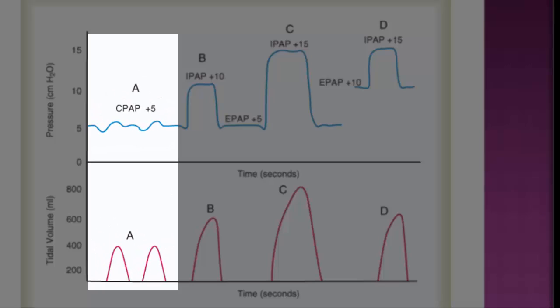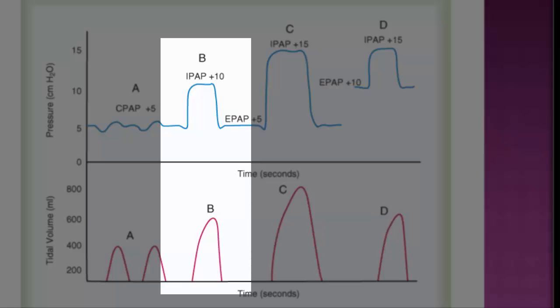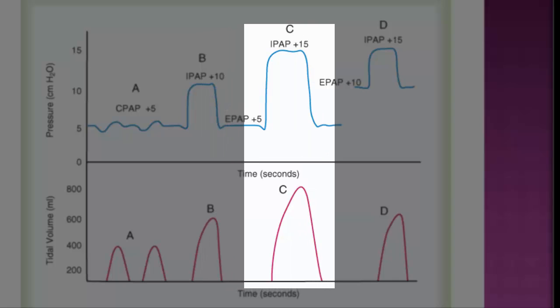Section A is spontaneous breathing on CPAP of 5 centimeters of water. Section B is a patient-triggered breath with an addition of 5 centimeters of water of pressure support. What this means is that you have 10 centimeters of IPAP and 5 centimeters of EPAP. In Section C, pressure support was increased to 10 centimeters of water. That means IPAP of 15 and EPAP of 5 centimeters of water.